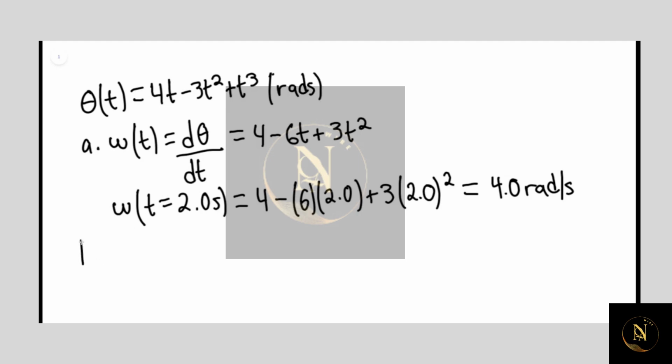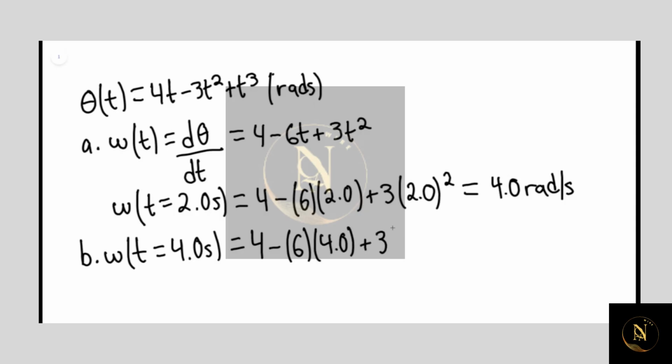For part B, the angular velocity at t equals 4 seconds would be equal to 4 minus 6 times 4.0 plus 3 times 4.0 squared. This is equaling approximately 28.0 radians per second.